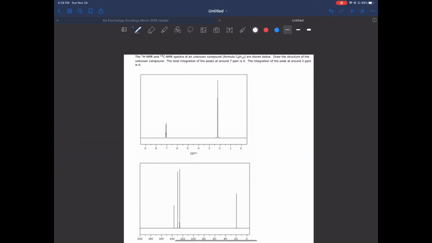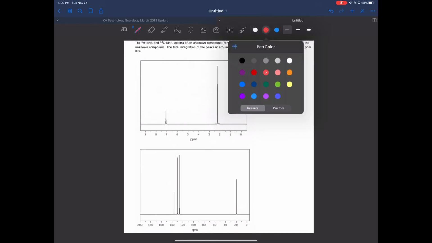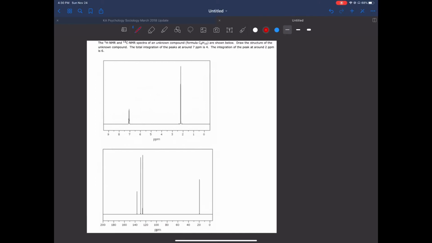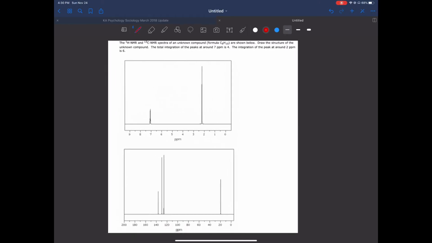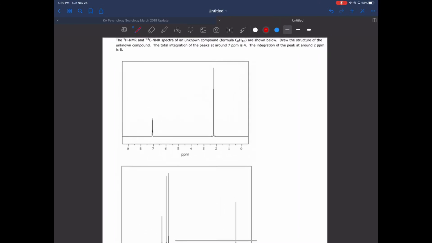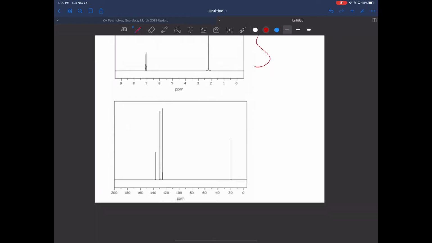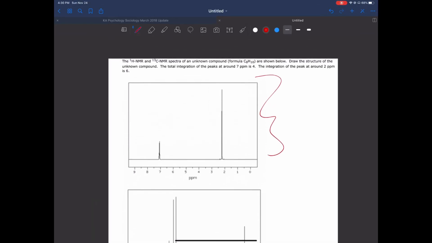Now we're going to go on to this HNMR and CNMR together. Okay? Not as bad as you guys may think. All right, we're going to take it one step at a time. So the top part is the CNMR, bottom part is the HNMR. They gave us a formula, C8H10, and they also told us something very interesting. The total integration of the peaks around 7 ppm. Oh, I'm sorry, this is actually the HNMR. I don't know why I said that's the CNMR. The bottom is the CNMR. So they told us the peaks at around 7 ppm, which is that one right here, has an integration of 4.